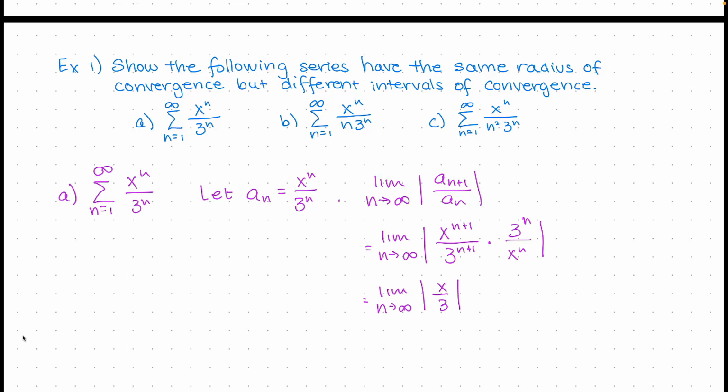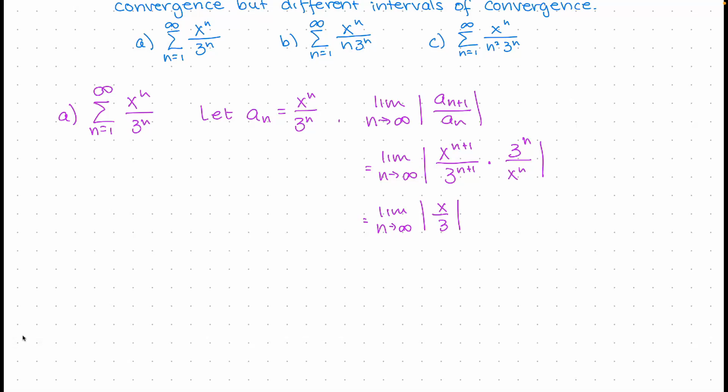Yeah, but it's still absolute value, though. There's no n, so it's acting as if it was a constant. It's going to be whatever the absolute value of x over 3 is. Obviously, it depends on the value of x, but whatever that is, no n.